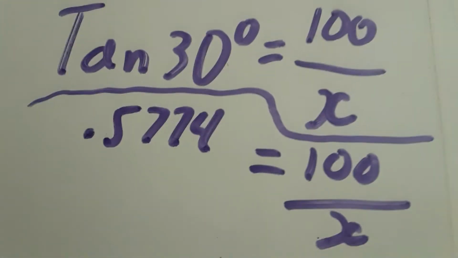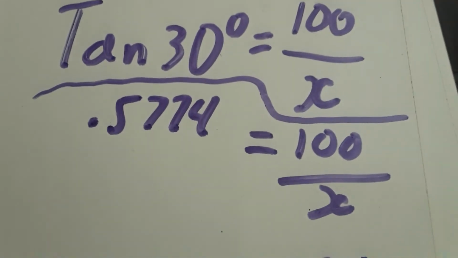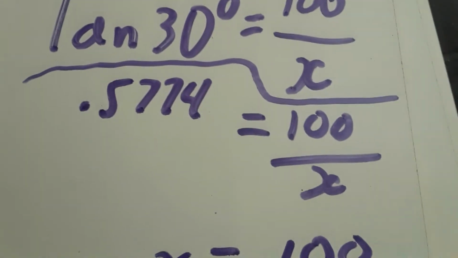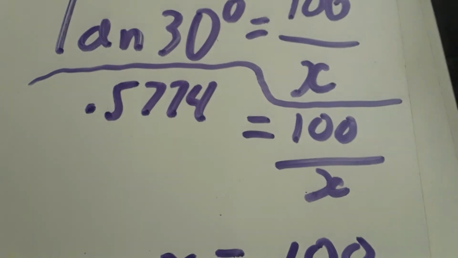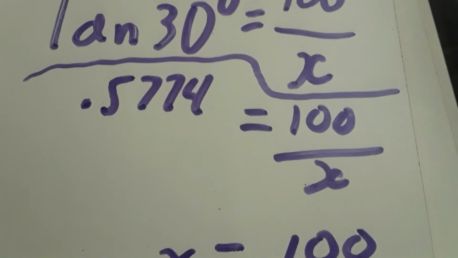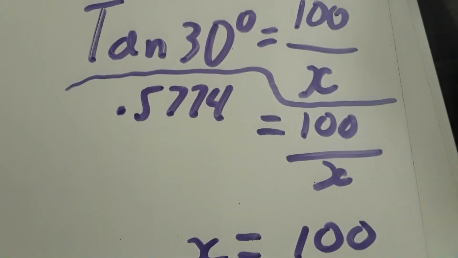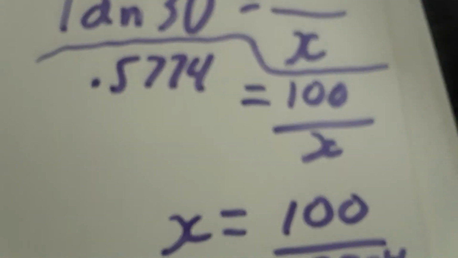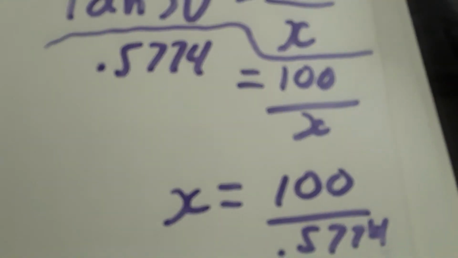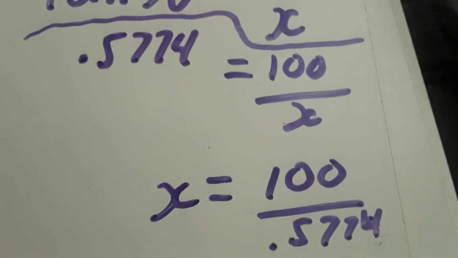Okay? And I'm going to go ahead and put down in my calculator 100 divided by 5774, and I'm going to get a wrong answer because, give me a second here. 100 divided by 0.5774 is equal to 173.19. Okay?